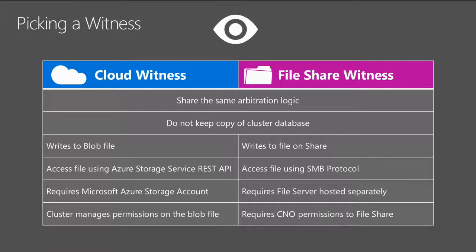So there's no worry about any state you are concerned about from a privacy perspective being stored in Azure or being transmitted over the wire. It's simply a sequence number. Cloud is writing to blob storage, and a file share witness is just writing to a text file on an SMB share. It's using REST APIs over HTTPS versus using the SMB protocol. You do have to have a Microsoft storage account, versus for a file share witness you have to have a file server to configure it.